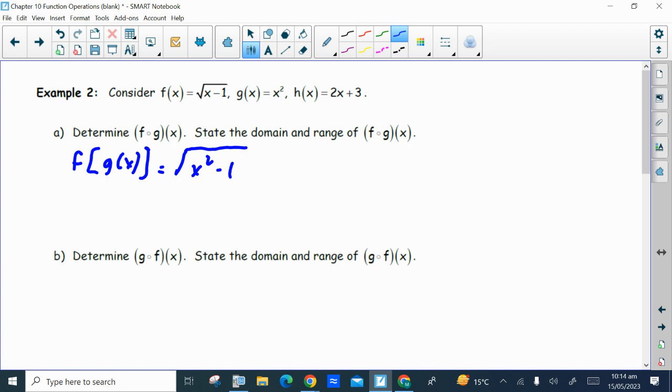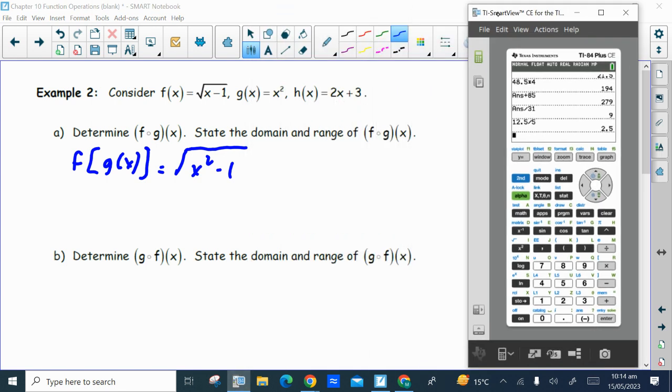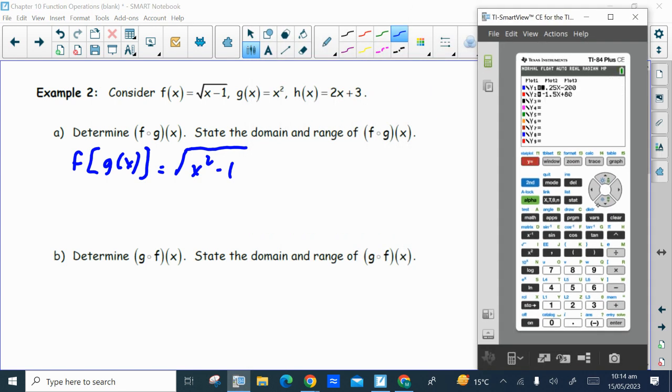So what about the domain and range of this? Well, you could use your graphing calculator if you wanted to help you get that. You could put that equation in there: y equals the root of x squared minus 1. Let's set our windows to their standard setting, Zoom 6. That's what it looks like.